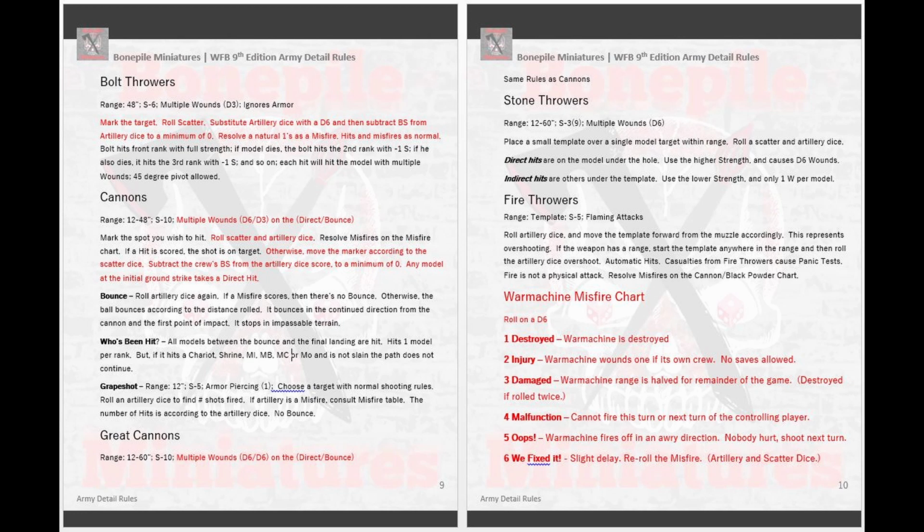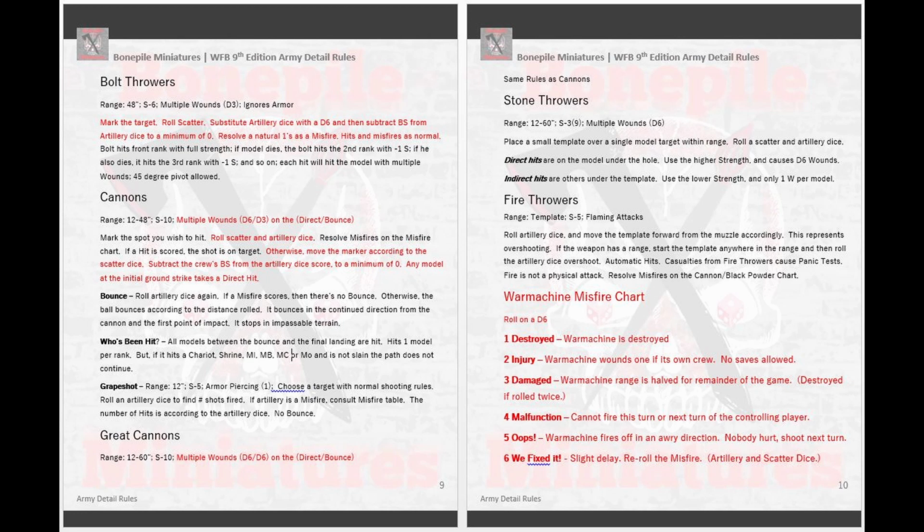And so the big change here is to use the scatter dice and then subtract the ballistic skill of the crew. The artillery die's maximum range is up to 10, which is probably too much for a cannon. While not as accurate as a bolt thrower, the cannon still has a barrel that should make it generally easier to aim than some of the other war machines. So that is why we subtract the crew's ballistic skill from the artillery score as well.